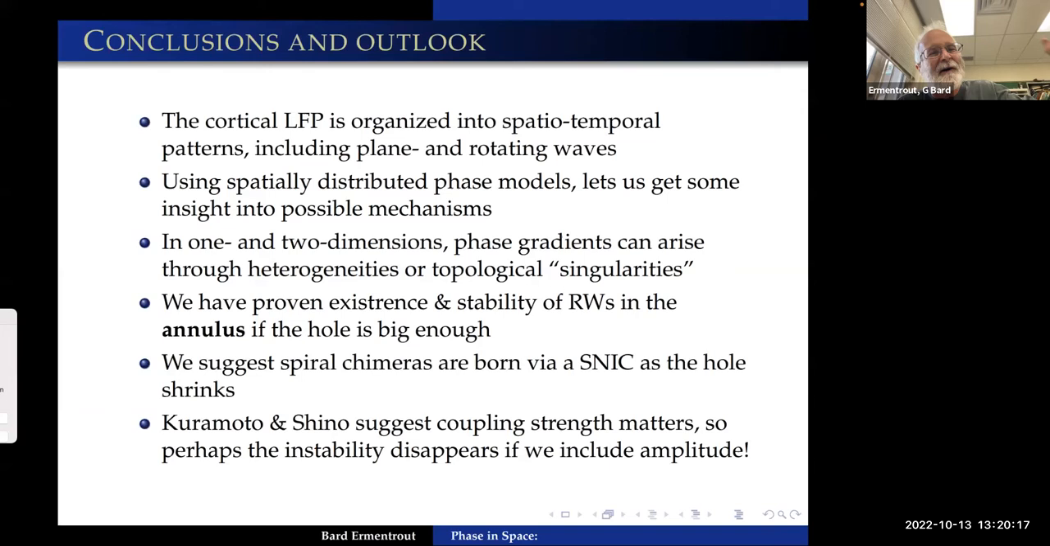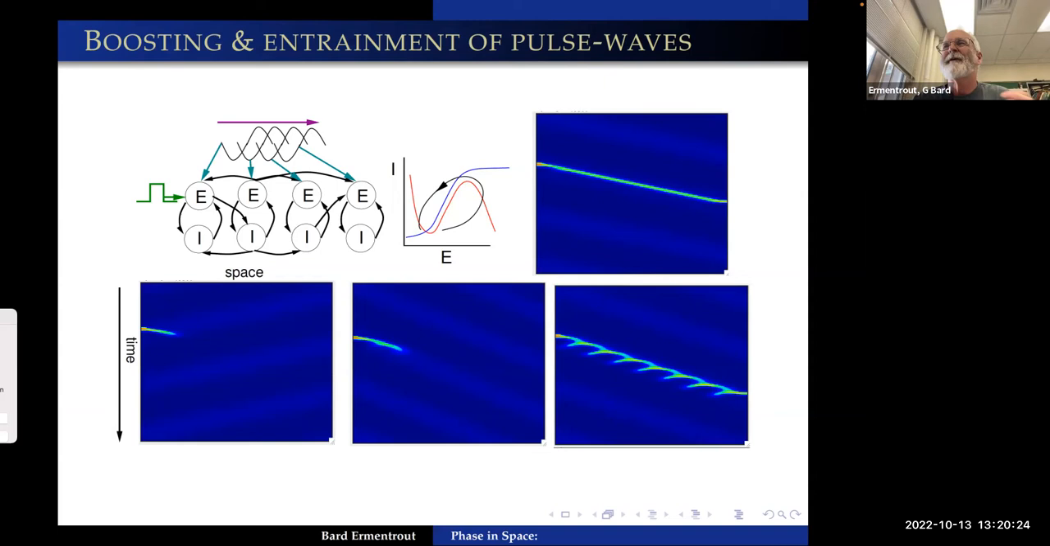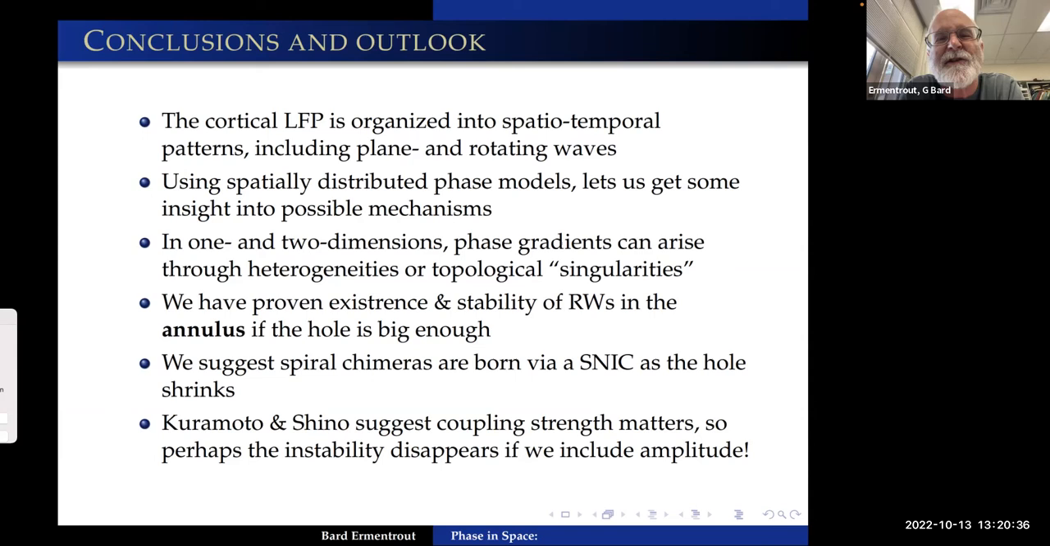Cortical. So this provides a possible reason that traveling waves could be useful. They could help boost signals from one end of the cortex to the other. Okay, so conclusions and outlook. Cortical LFP is organized into spatiotemporal patterns, including plane and rotating waves.